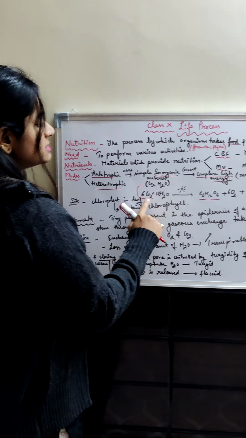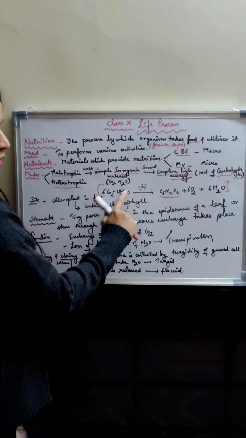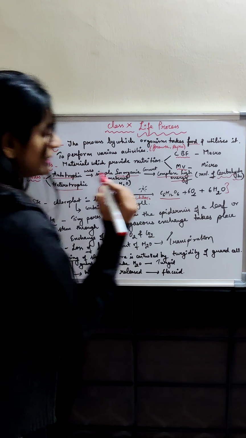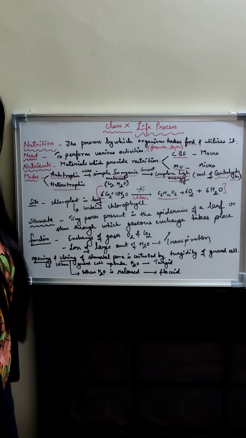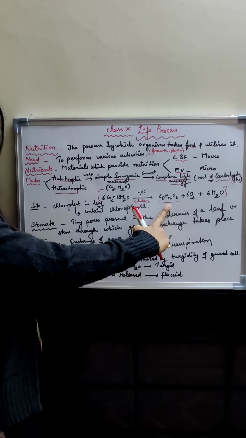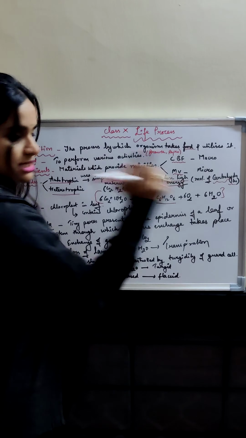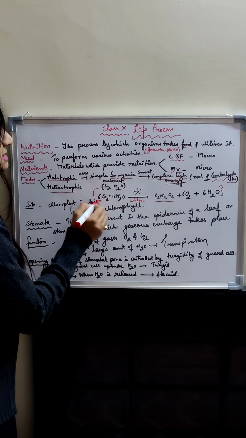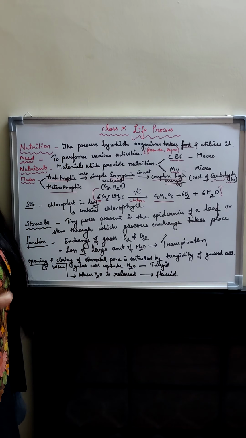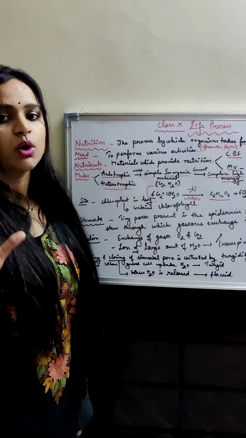So what do they do? 6CO2 plus 12H2O in the presence of sunlight and also chlorophyll, which is the green pigment in the plant which is present in the chloroplast. They prepare C6H12O6 plus 6O2 plus 6H2O. Now these 6, 12, 6, 6, what are these? This is basically a balanced chemical equation.